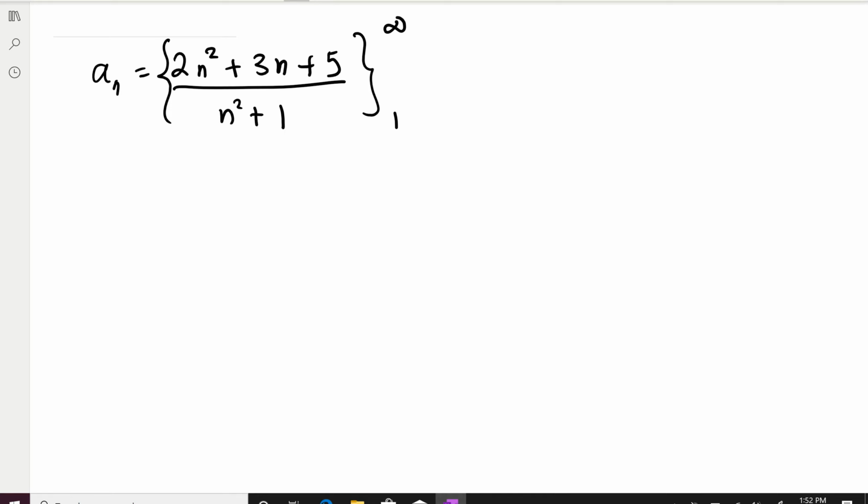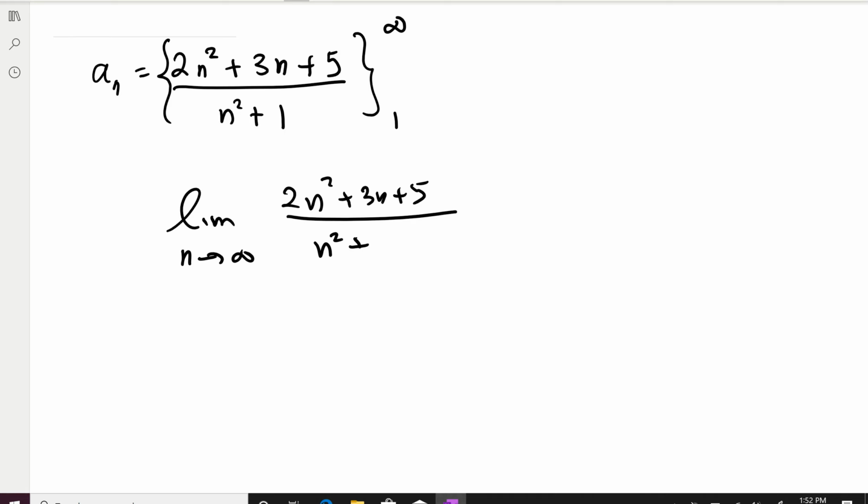Now, if you want to decide the convergence and divergence of this sequence, you have to take the limit, right? We know that for sure now. When n goes to infinity, we have to take the limit of this function. Alright, now how do we find the limit of a function that looks like a rational function?